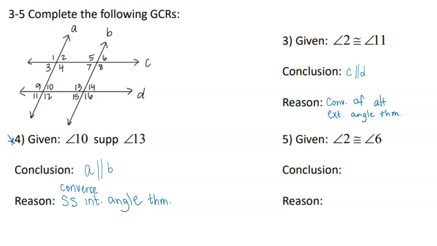And then our last one is about angle 2 and angle 6. Angle 2 and 6 are on the transversal C, and they are on the parallel lines for A and B. They are corresponding angles, so we know that A is parallel to B, and the reason is the converse of the corresponding angle theorem. These are always going to be converse because our given is about the angles and our conclusion is about the lines being parallel.